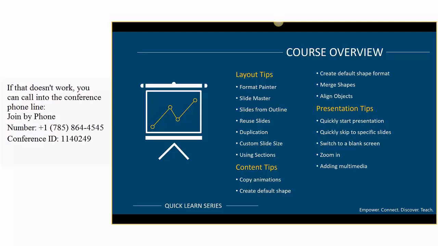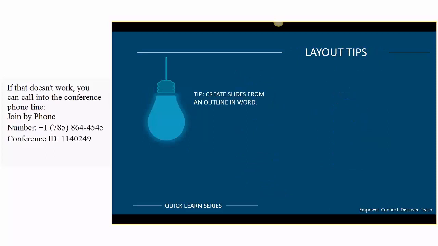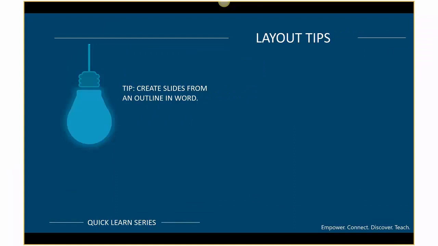So with that, let's go ahead and jump into some layout tips. The first one that I have here for you is to create your slides from an outline in Word. Now this requires a couple of things. One, you have to start out in Word, so it does require that you get your outline created in there. The other thing that it requires is that you have to use the outline view from within Word. So two things that you have to do in order to successfully create your slides from an outline in Word. So let's take a look at what that looks like here.